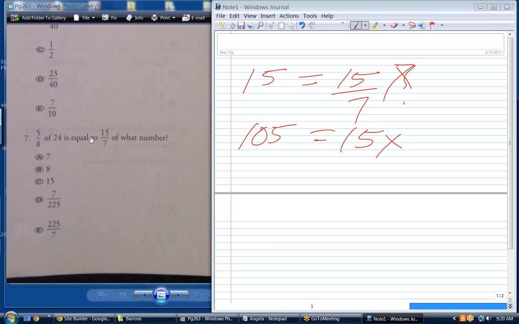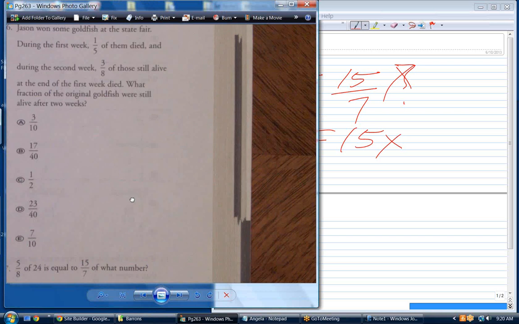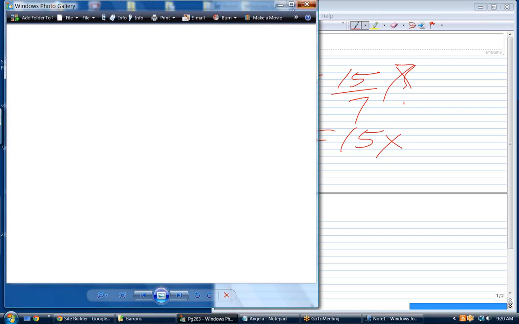And when you get something like this, I don't know, there's not much relationship between 5/8 and 15/7. So I immediately stop looking for a shortcut and then just solve it straight away. Okay. 260.